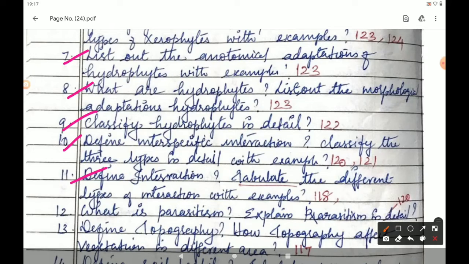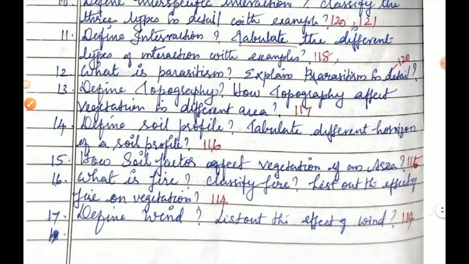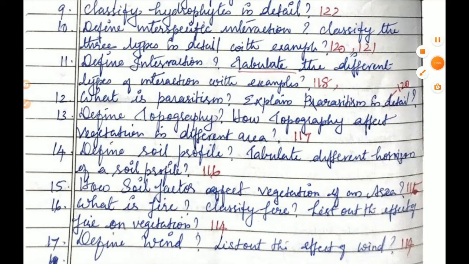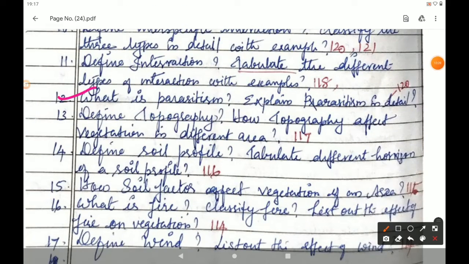The next question is question number 12. Parasitism. What is parasitism? Explain parasitism in detail. Answer is given in page number 120. What is parasitism? Parasitism is an interaction between two different species in which a smaller partner obtains food from a larger partner. Parasitism are of two types below that heading: holoparasite and hemiparasite.